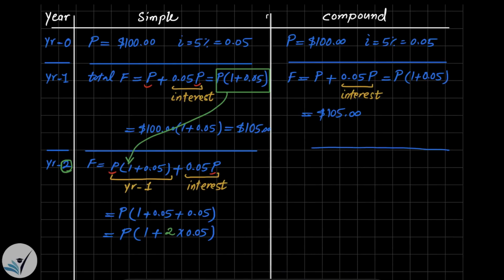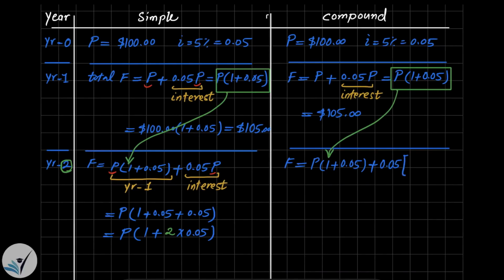In case of compound interest, the total money F would be the money that was in the account at the end of year 1, which is this money right here. So P open parenthesis 1 plus 0.05 plus the interest, which is 5%, and since this is a compound interest, this 5% is going to be applied to the whole money that was in the account at the end of year 1. So the 5% is going to be applied to P open parenthesis 1 plus 0.05. So this is the interest, and this is the money that was in the account at the end of year 1.